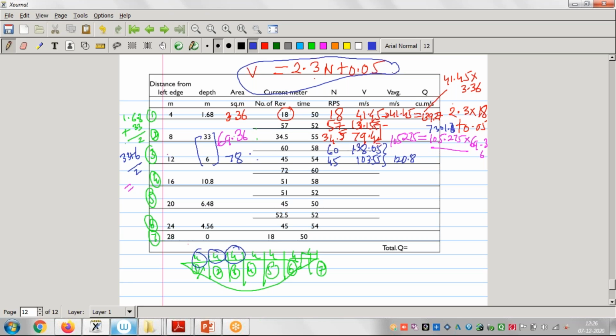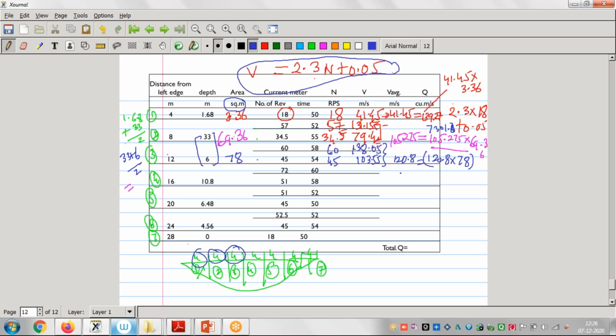So you will get 78 meter square, right? Now, once you have the area, you just calculate the discharge. Velocity is how much? 120.8 multiplied by area, which is 78. You will get the discharge over here, right? Similarly, likewise, you will understand. You will calculate this. Yes, student.